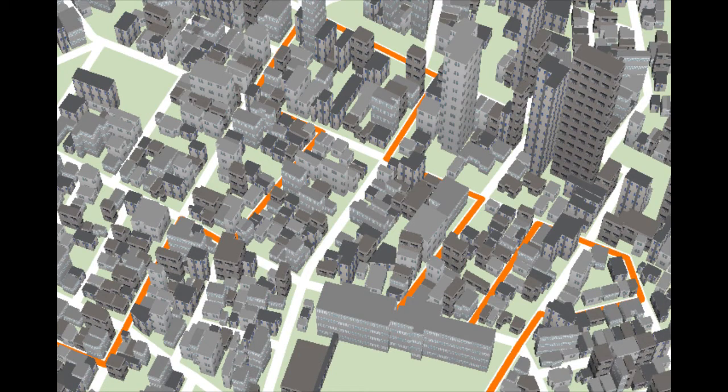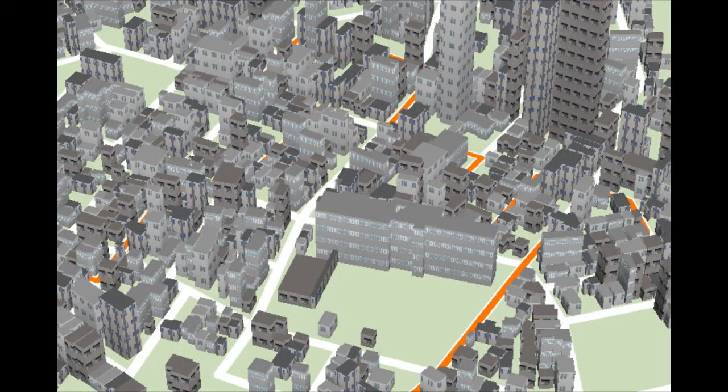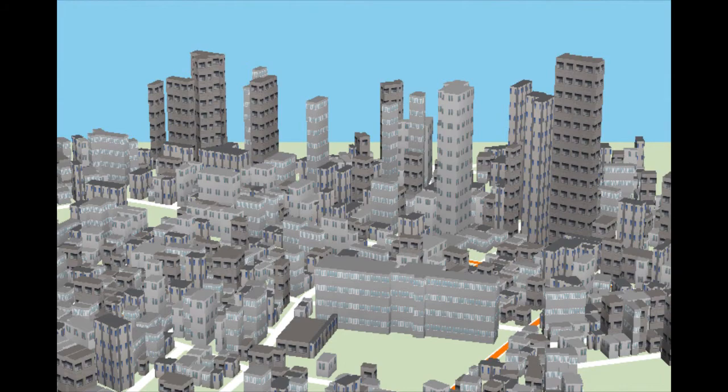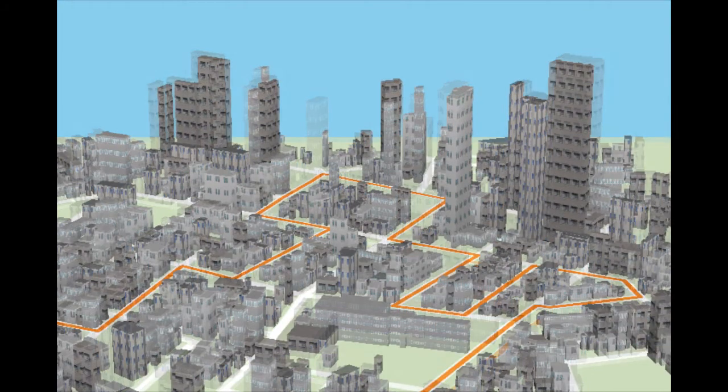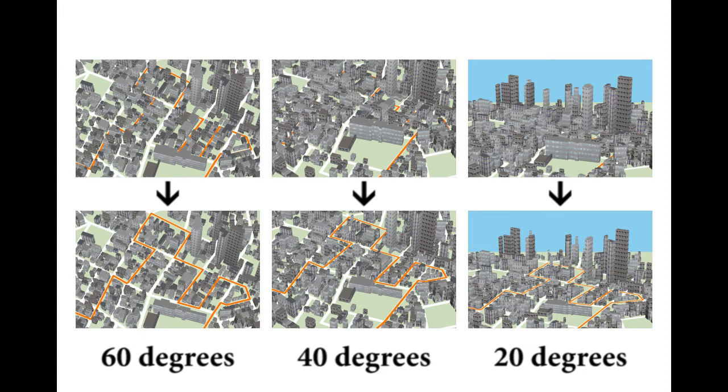The following clip shows optimized 3D urban maps with different angles of elevation. This shows an example with an angle of 60 degrees. This shows an example with an angle of 40 degrees. This shows an example with an angle of 20 degrees, which shows that our approach still works well with different angles of elevation.